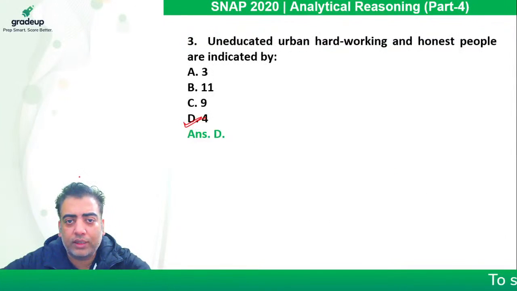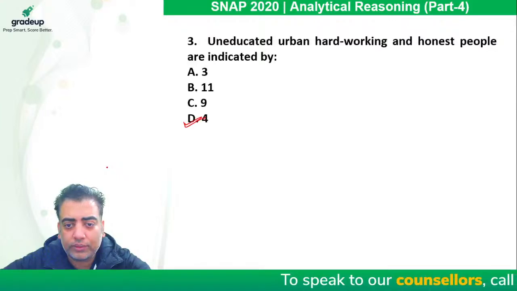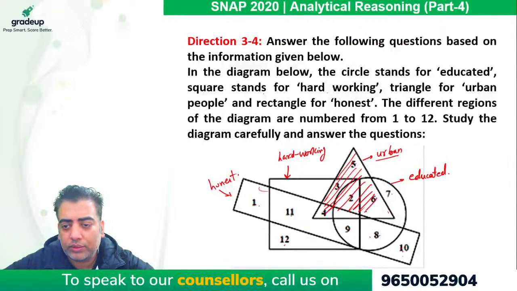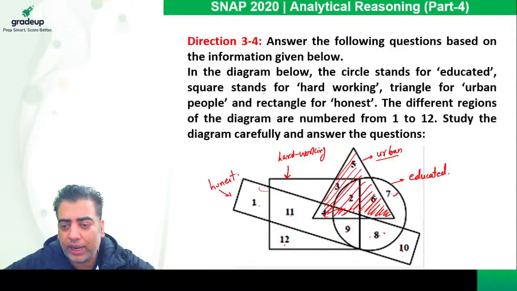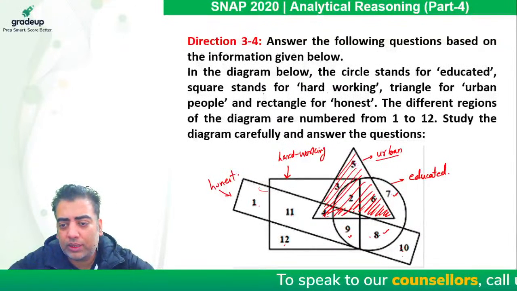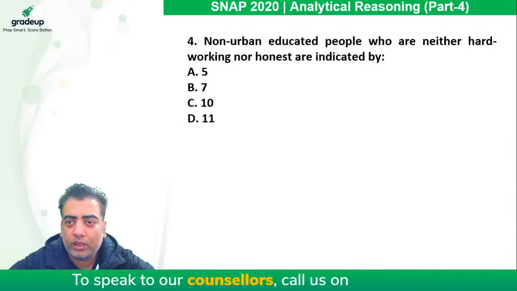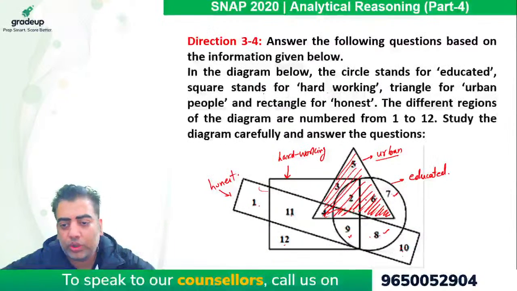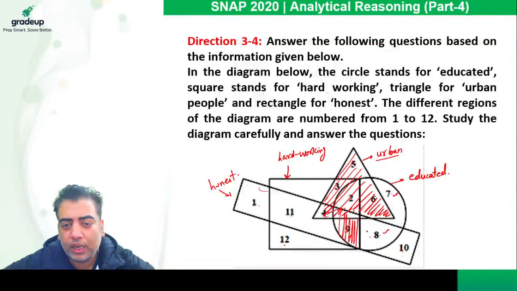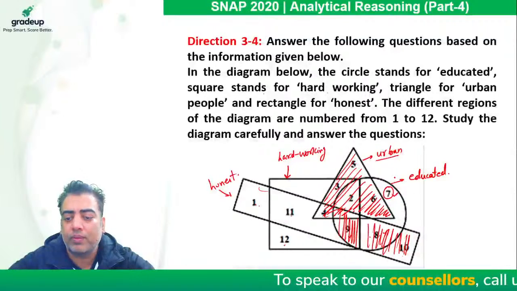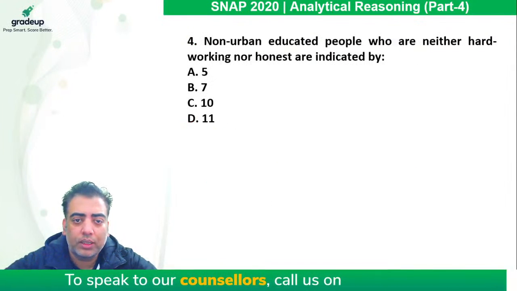So let's read it again. Non-urban educated. So non-urban means all this part goes out. Right? And educated means 7, 8 and 9 are in the picture. Right? So all areas outside this go out of the picture. Who are neither hardworking nor honest. So they are hardworking and they are honest. So this all goes out. The only region left is 7. So the correct answer option comes out to be B.